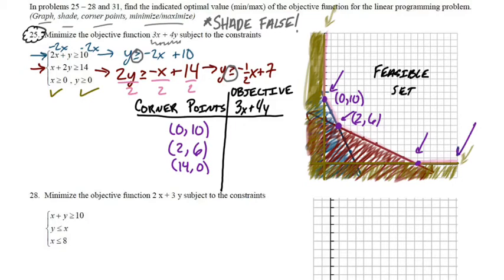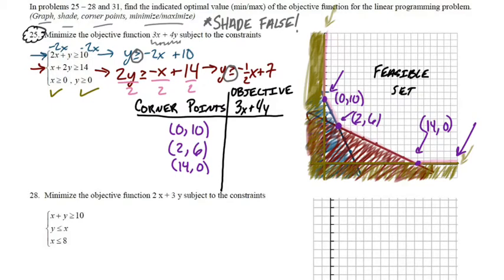This is not a corner point down here in the corner, right? Technically, this line extends out forever. And same thing up here. This is not a corner point because technically that line would extend out forever. So where are the lines actually intersecting? Boom, boom, boom. So we've got 0, 10, 2, 6, and 14, 0 for our corner points.